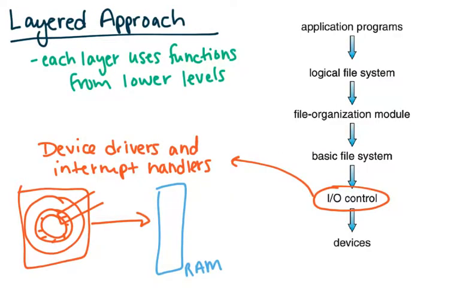So most file systems are structured in a layered fashion. Each layer uses functions from the lower levels. As you go down, the application programs will use functions from the logical file system, and so on and so forth. So a little bit about each layer. The I/O control layer is where all the device drivers and interrupt handlers sit. This is where the disk talks to your main memory. This is what facilitates the transfer of data between the disk and your RAM.